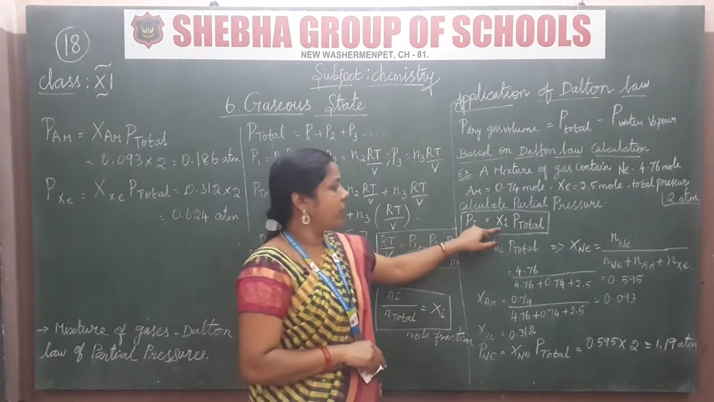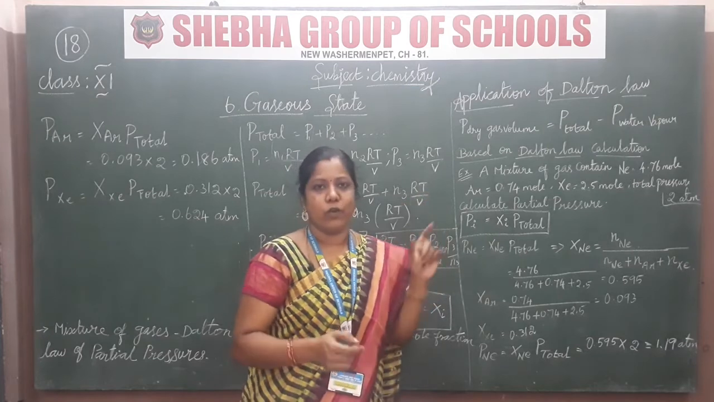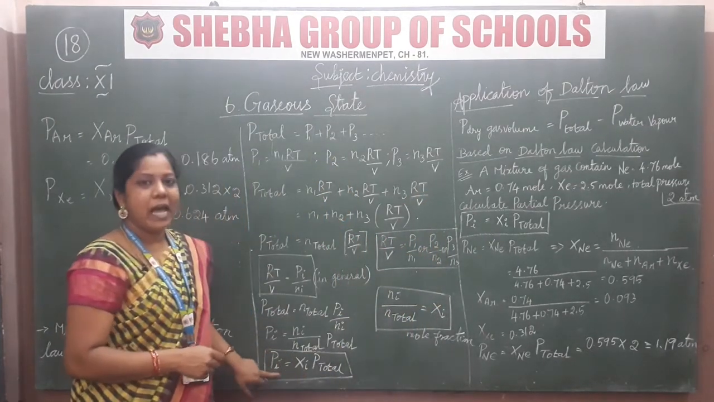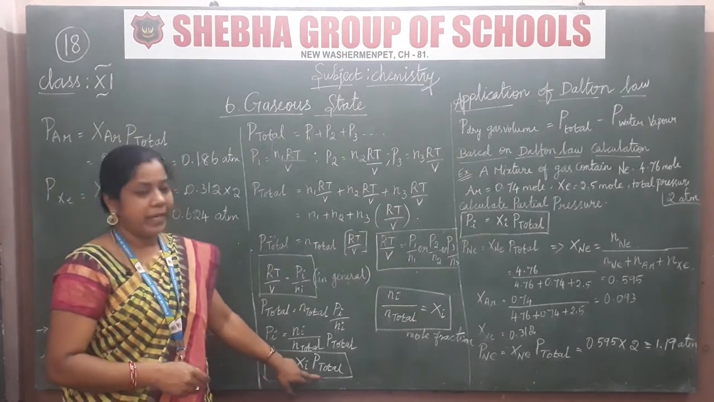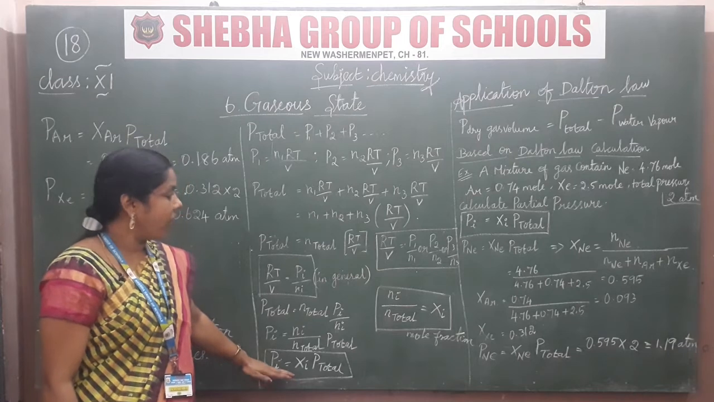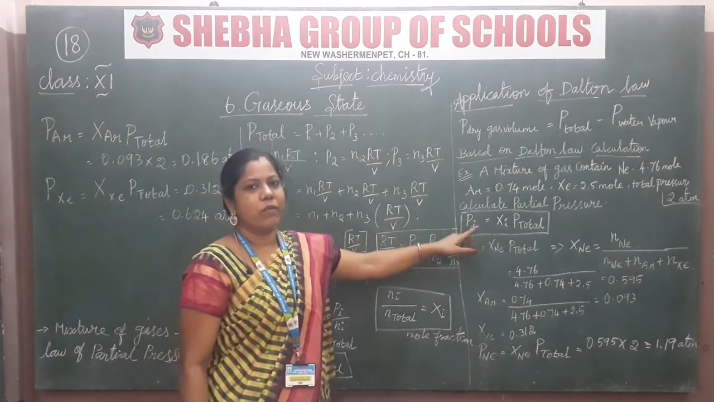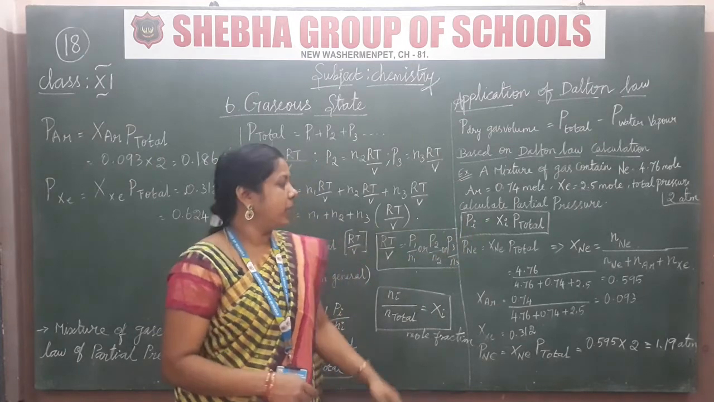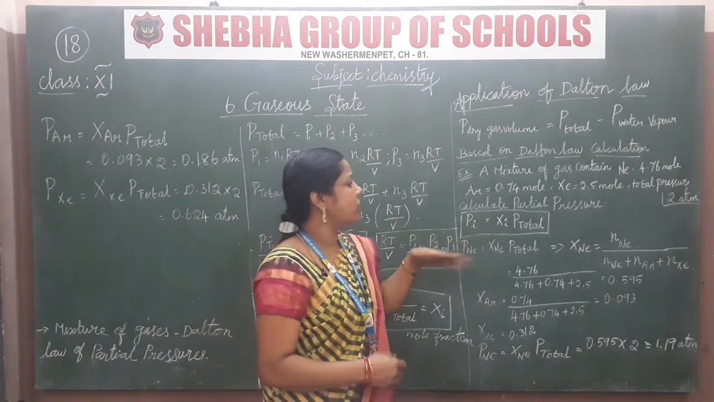So this formula, you will remember, is the last step of all the derivations we have seen so far. Pi is equal to Xi P total. So this is the partial pressures derivation, the final step. That is the formula we have to write down first: Pi is equal to Xi P total. Okay, now move on to the calculations.